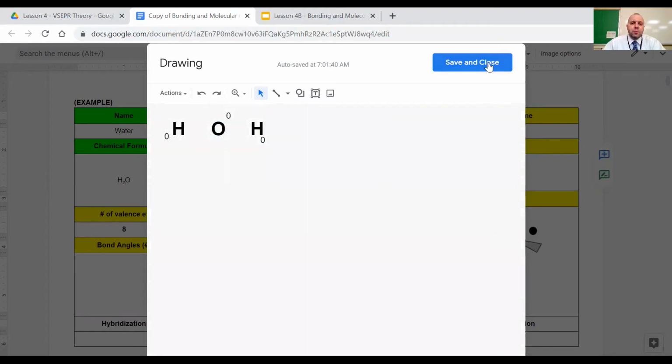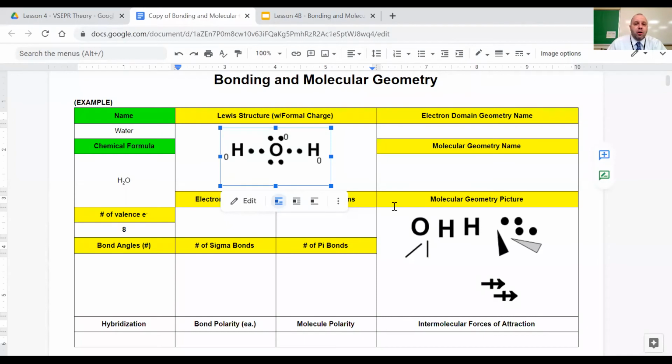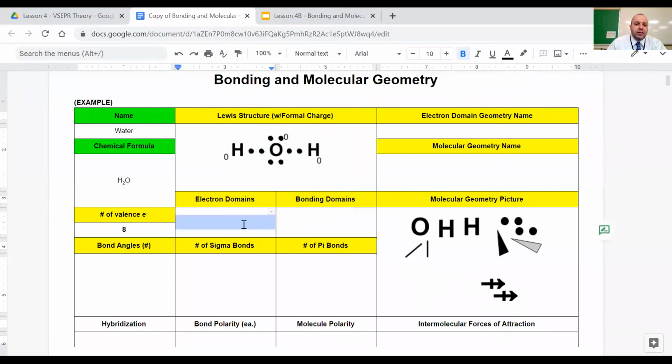Okay, so if we look at the next part, and this is for everyone again, what we want to do is count up the number of electron domains or areas around the central atom where electrons are found. Remember, we only do this around the central atom, so we're not doing this for any of our outside atoms. So around the central atom, we have 1, 2, 3, 4 electron domains, 2 of which are bonding domains.